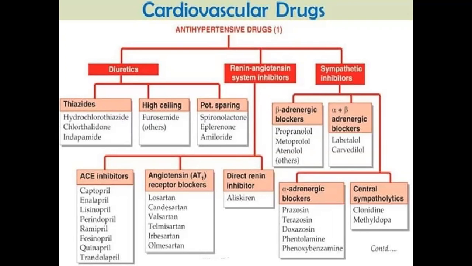Then angiotensin receptor blockers: losartan, valsartan, telmisartan. Then sympathetic inhibitors: beta adrenergic blockers, propranolol, metoprolol, atenolol, and alpha plus beta adrenergic blockers, labetalol, carvedilol. Then alpha adrenergic blockers like terazosin, prazosin, doxazosin, and central sympatholytics like clonidine, methyldopa. Apart from this, there are also some classifications like calcium channel blockers, antiplatelet drugs, anticoagulants.